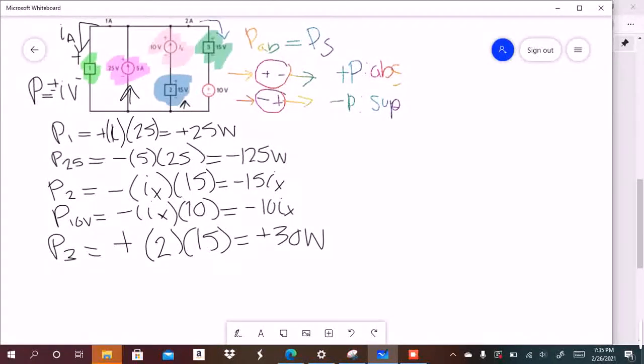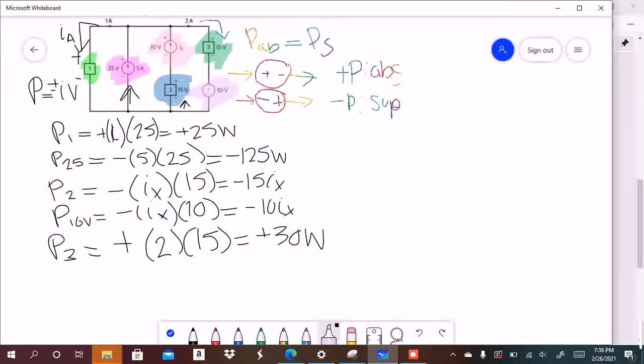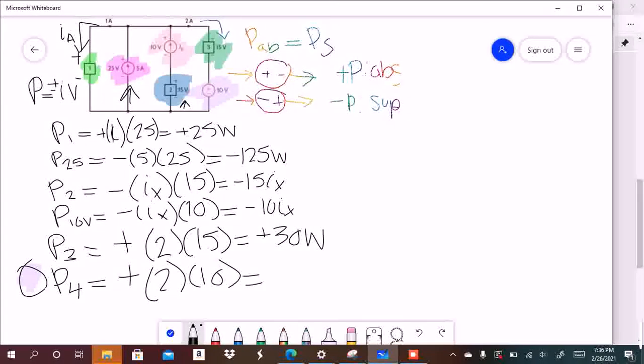Next, the current goes through the last 10 volt source, but because we already have a 10 volt source, I'm going to call it box 4. Also have the color on the side to relate it. So it enters positive, the current is 2, and the volt is 10. So that's 20 watts.